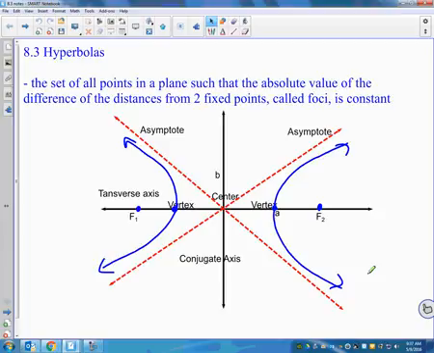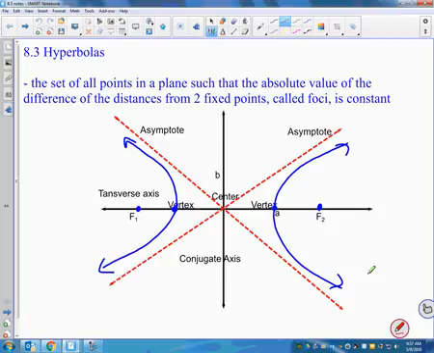All right? So hyperbolas look a little scary because they have these asymptotes in there, but the equation for a hyperbola is very similar to the equation of an ellipse. It says a set of all points in a plane such that the absolute value of the difference of those two distances from the foci is constant. So a couple big differences between the ellipse and a hyperbola. In an ellipse, the foci are in the middle, inside your vertices. In a hyperbola, the foci are on the outside.